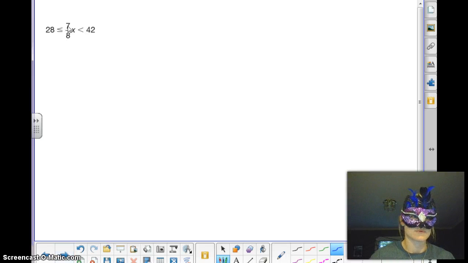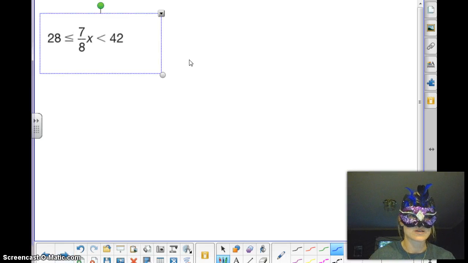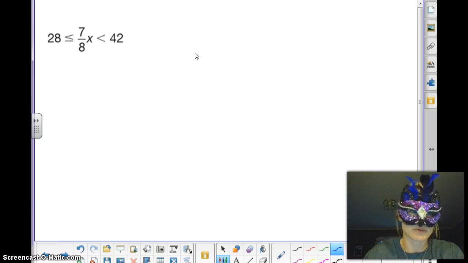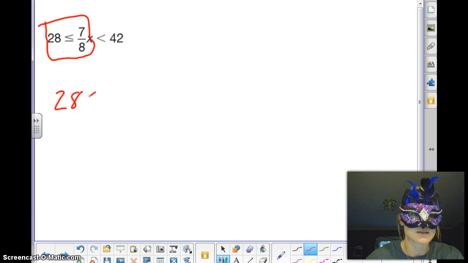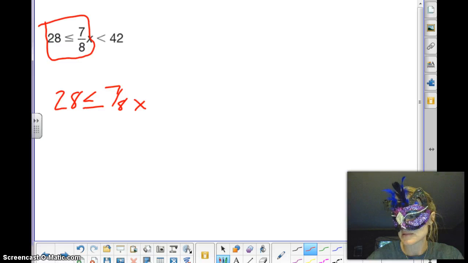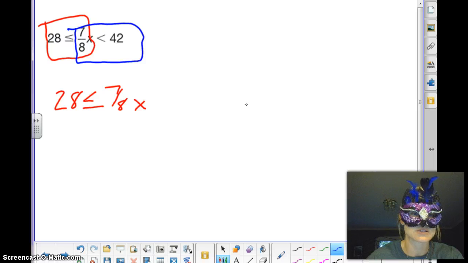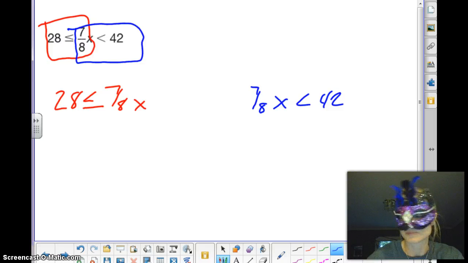Here, make that a little bit bigger, we have another conjunction problem. And I know it's a conjunction because this is being used in the center for both sides, and it's written together. So I'm going to take this and break it into two problems. So this will give me 28 is less than or equal to 7/8x. And then we're going to break it into the second problem. That middle is in there because it's used twice. We have 7/8x is less than 42.